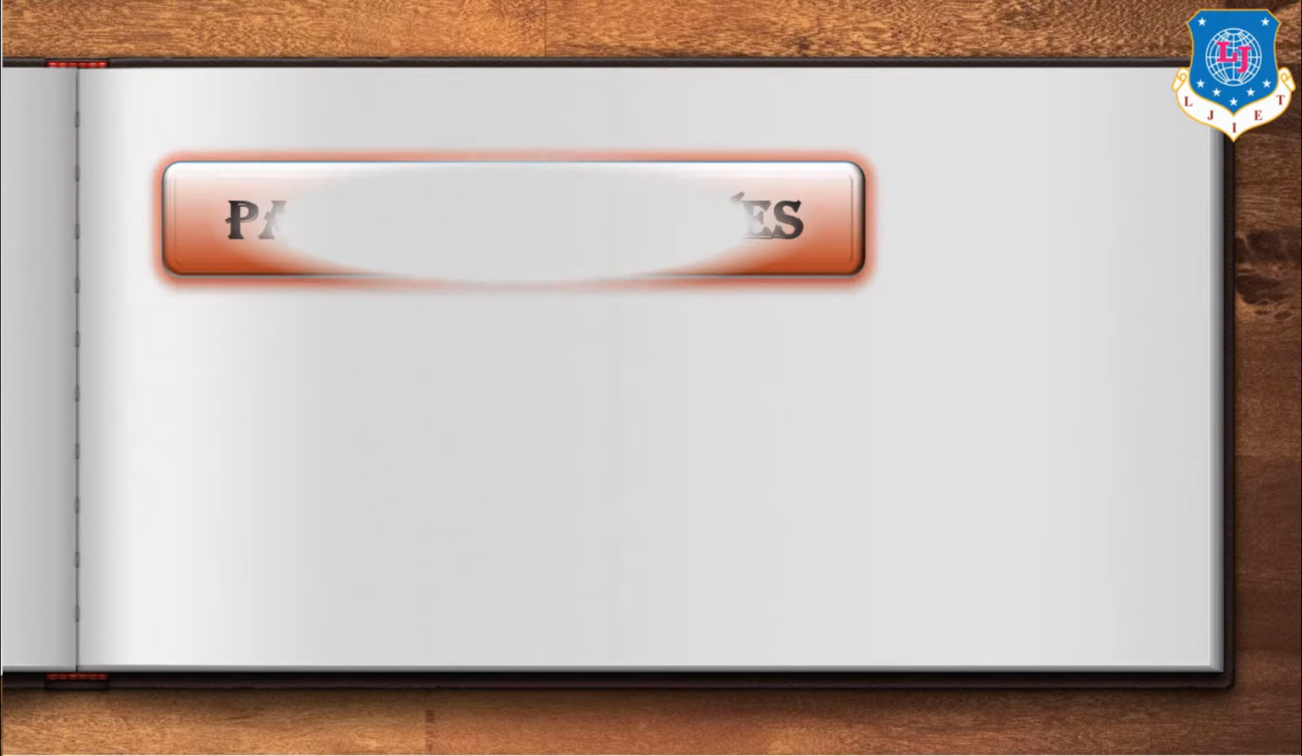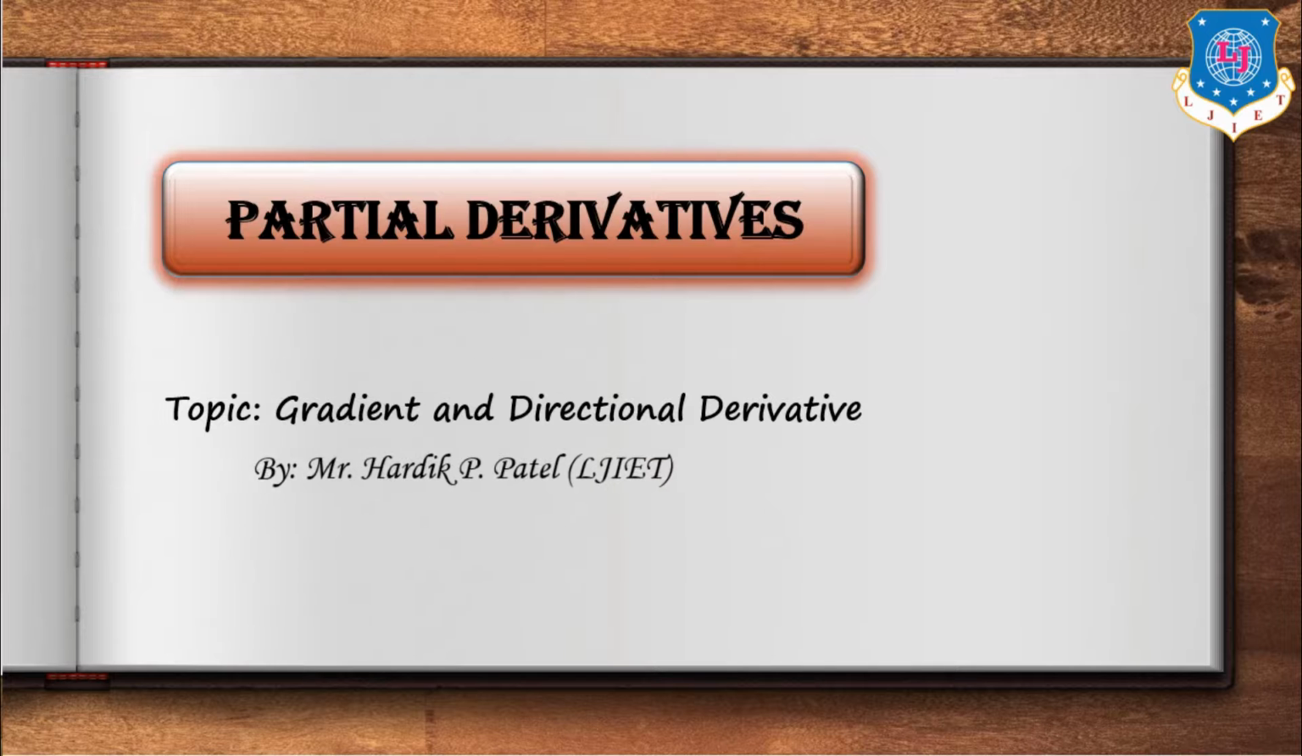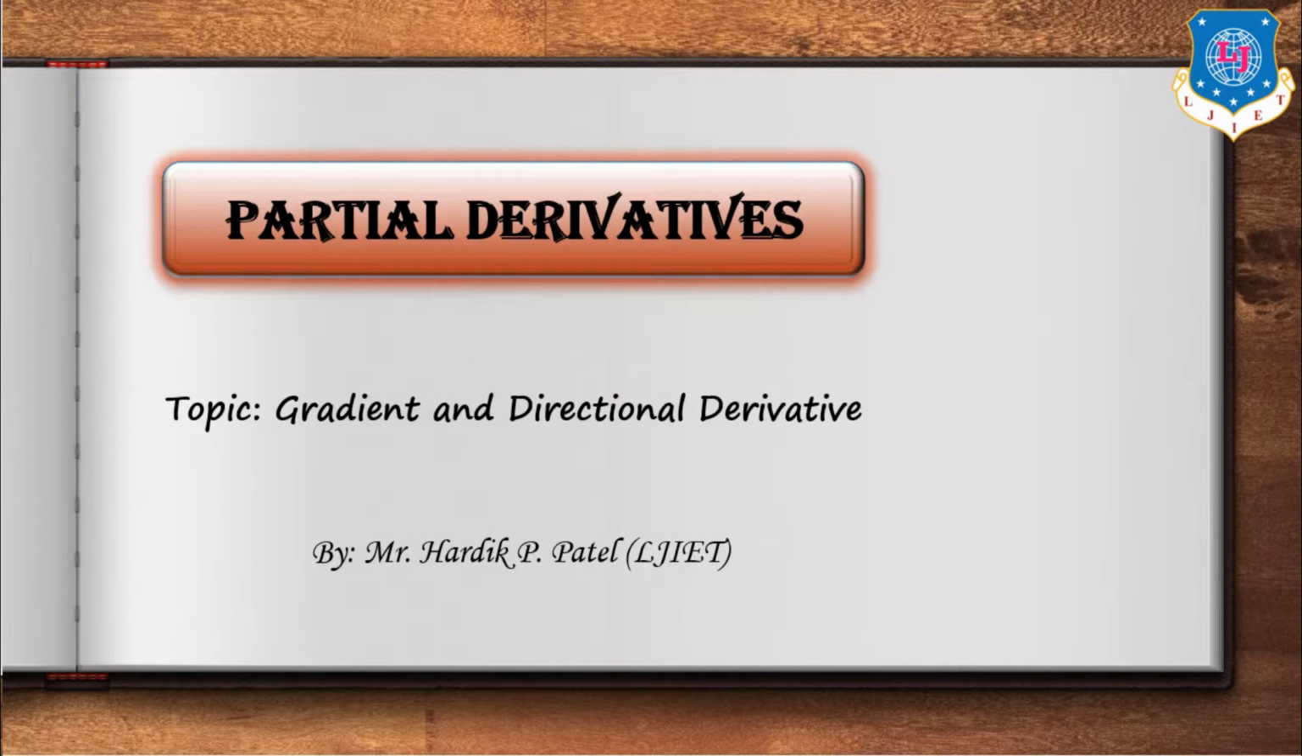Hello friends. In the last session, we saw some of the applications of partial derivatives, such as maximum and minimum, and maximum and minimum with respect to a constraint. And then we saw the tangent plane, the normal line, and the Jacobians.